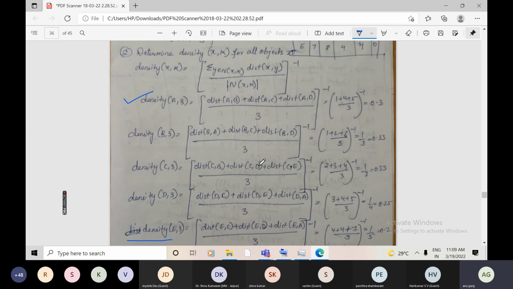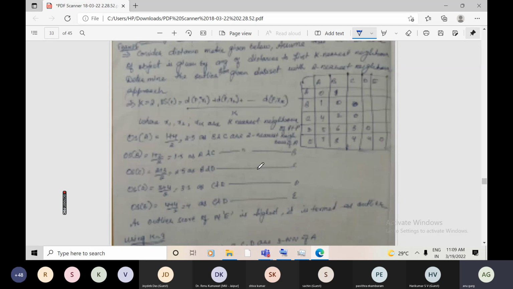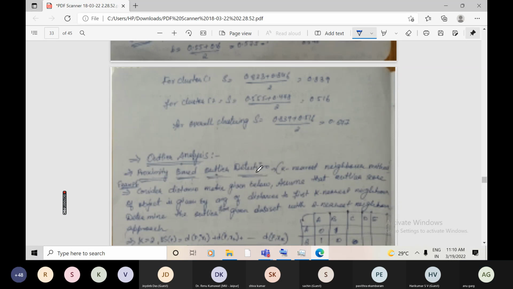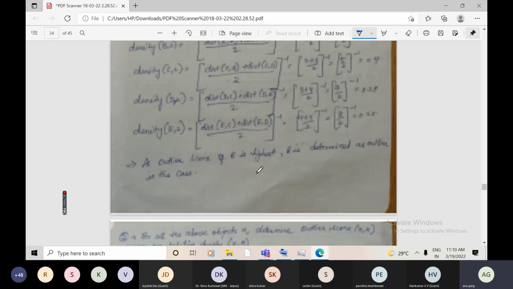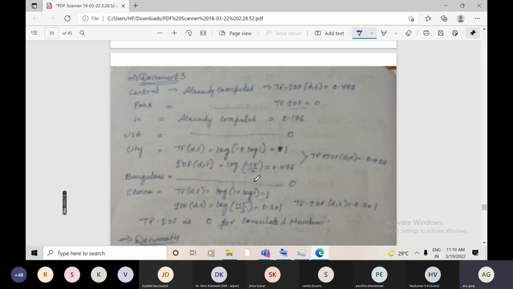Is this all clear, all these methods of calculating the outlier score? Yes, it's very straightforward. Next we go to text mining. That's our last one, and that's a very important one.